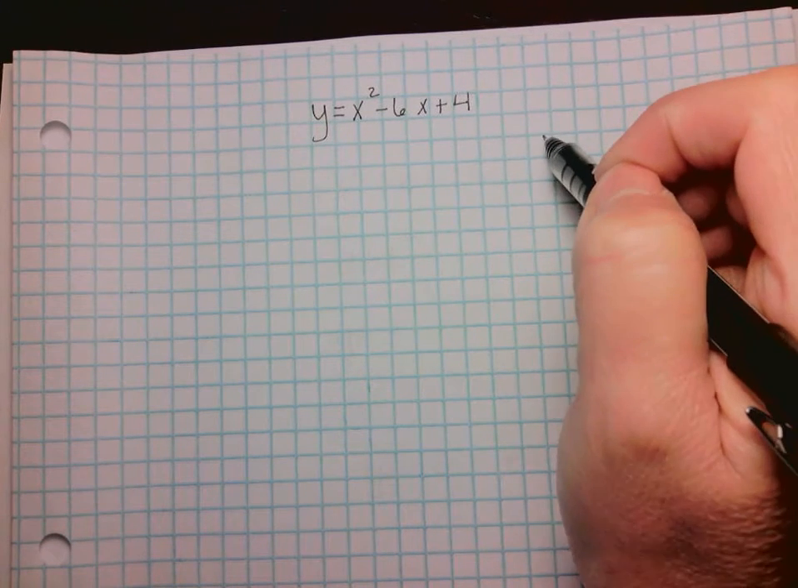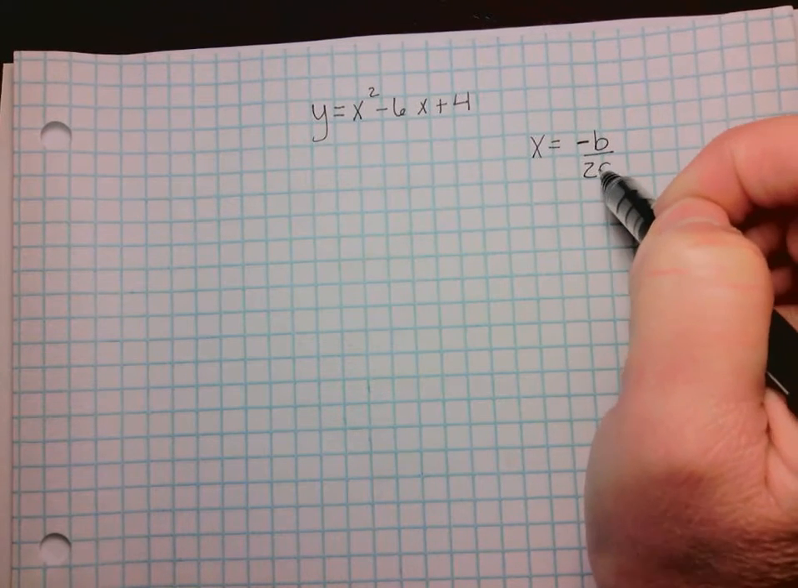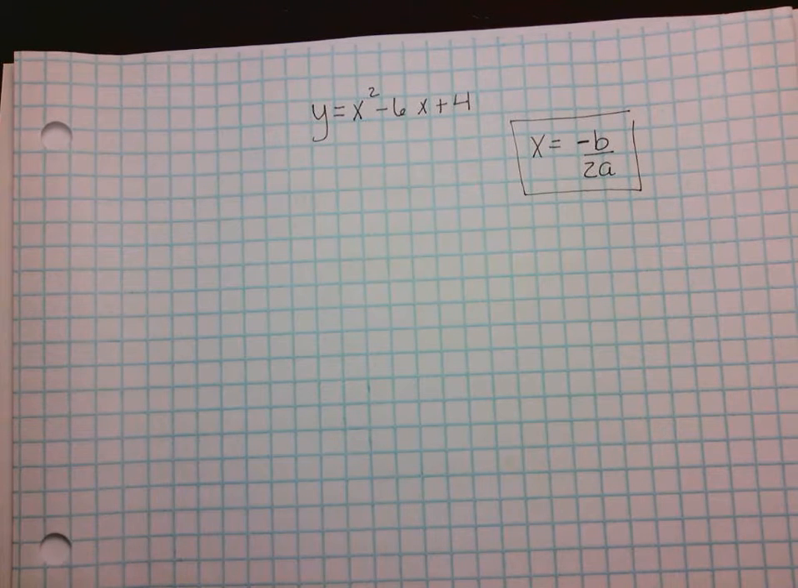So this is what you need to memorize. X equals negative b over 2a. This is going to tell you two things. This is going to tell you where the x coordinate of the vertex is. It's also going to tell you the equation of the axis of symmetry.